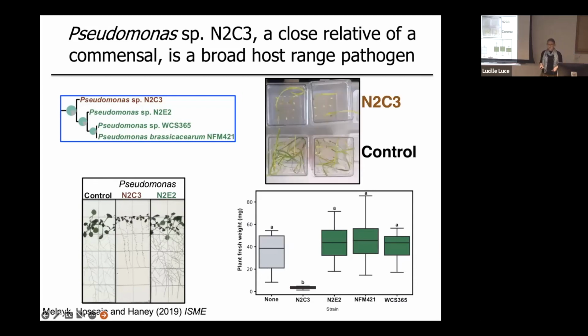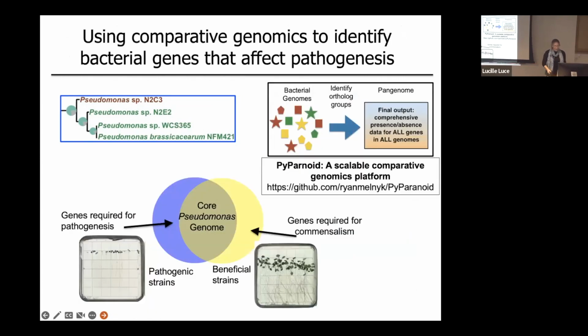It turns out that N2C3 is a quite broad host range pathogen. So we tested it on, this is rice. We tested it on tomatoes and poppies and whatever people had lying around in the lab to put in their gardens, and it basically killed everything that we could find.